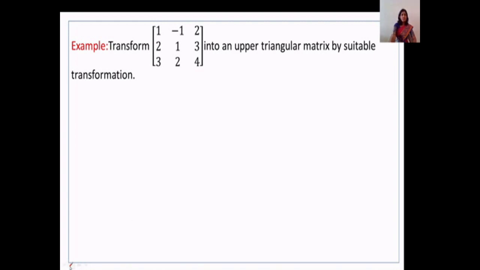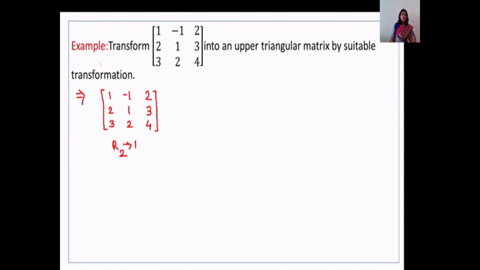So let's start with the solution. So what is its solution? Firstly, we write here the matrix, that is 1 minus 1 2, 2 1 3, 3 2 4. So firstly we have to make this 1 which is already 1. So now we make this 2 into 0 which is in R2.